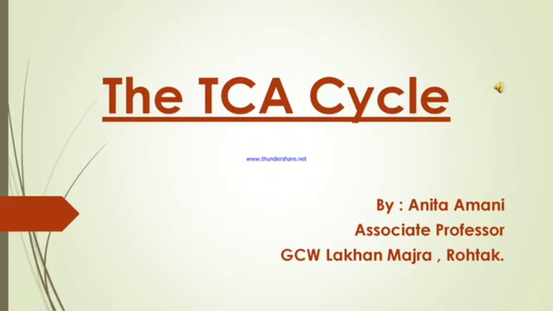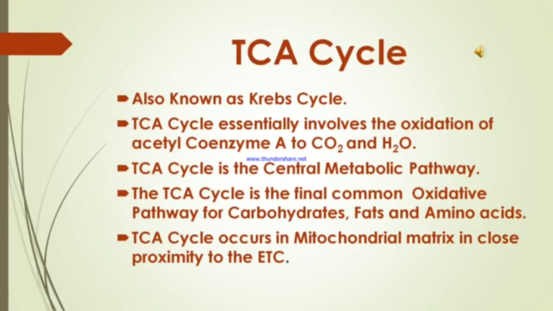Today we are going to discuss the TCA cycle, that is the tricarboxylic acid cycle. We also call it the citric acid cycle or Krebs cycle. The citric acid cycle is a series of chemical reactions used by all aerobic organisms to release stored energy through the oxidation of acetyl coenzyme A derived from carbohydrates, fatty acids, and proteins. It is the second stage of cellular respiration. This process is carried out in the matrix of the intracellular structure called mitochondria, except in bacteria.